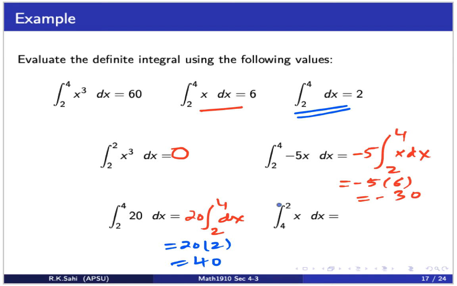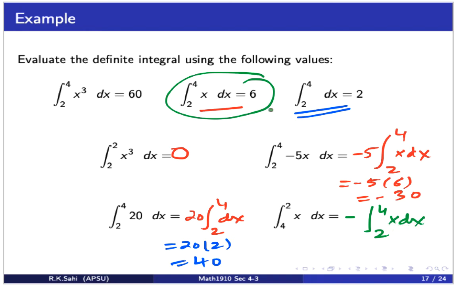Okay, the last one. From 4 to 2 of x dx. Now remember, what are we given? We are given 2 to 4 of x dx. So what has happened is they have flipped the lower and the upper limits. And we know the answer to that is the same as the negative integral from 2 to 4 of x dx. So we just go to the appropriate integral value and plug it in. So it's minus 6.